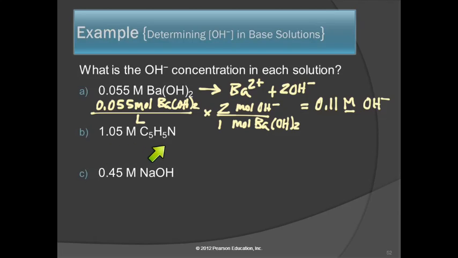0.05 molar C5H5N. Strong base or weak base? Weak base. It's not a hydroxide, it's going to be a weak base. Do we know what the hydroxide ion concentration is going to be then? Can we calculate it precisely? No, we can't. This is a weak base. It only dissociates a little bit. So just like with the weak acids, all we can say is that the hydroxide ion concentration is less than the concentration of the base.